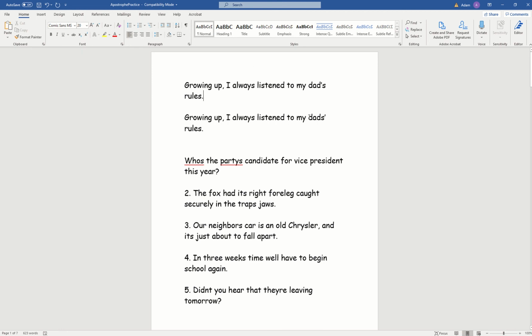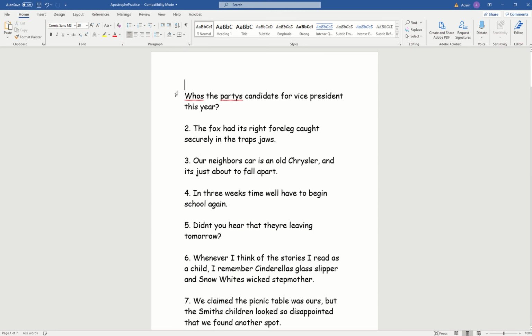This is different. This means I have multiple dads. Maybe I've got a stepfather. Maybe my dads are married to each other, but a drastic difference in meaning because the rules belong to my dads. The fact that the apostrophe is after the S means I know that this word must end in S already. So the word must be dads. I listen to my dads' rules. So it is important to figure out where apostrophes go because they can change the meaning of your sentence.